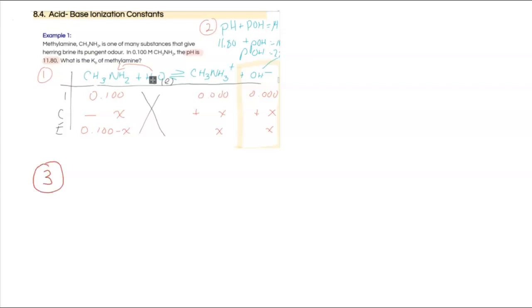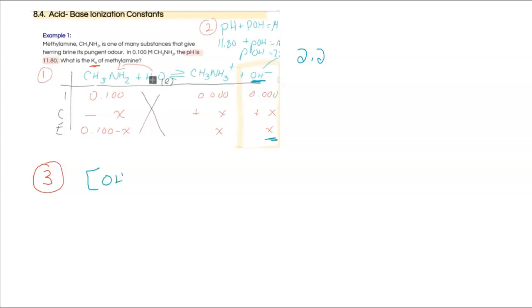And so remember that the question asked me for the Kb value of methylamine. And so what have I figured out so far? Well, so far I know that the pOH was 2.2. And so that will allow me to figure out my OH concentration, because the value of X here is going to be equal to my hydroxide ion concentration.